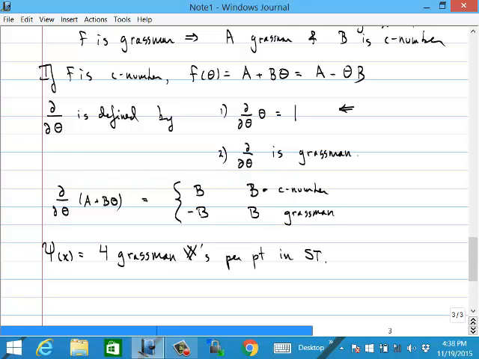That's because you really shouldn't talk about functions like e to the theta. You should really talk about e to the b theta, where b is a Grassmann number, and then that's 1 plus b theta. You really can't talk about something like e to the theta.